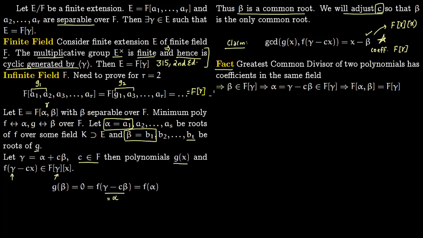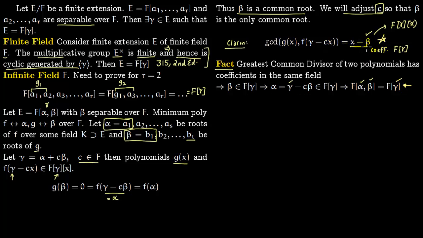Now this implies alpha, which is equal to gamma minus c beta, also lies in f of gamma. Gamma already lies in f of gamma. c is an element of f, so it lies here. Beta we have already shown lies in f of gamma. So alpha also lies in f of gamma. So this implies that f of alpha, beta, if you join alpha and beta to it, you still get f of gamma, because both of them lie here. So this is the end of the proof. But now we have to just prove this claim.